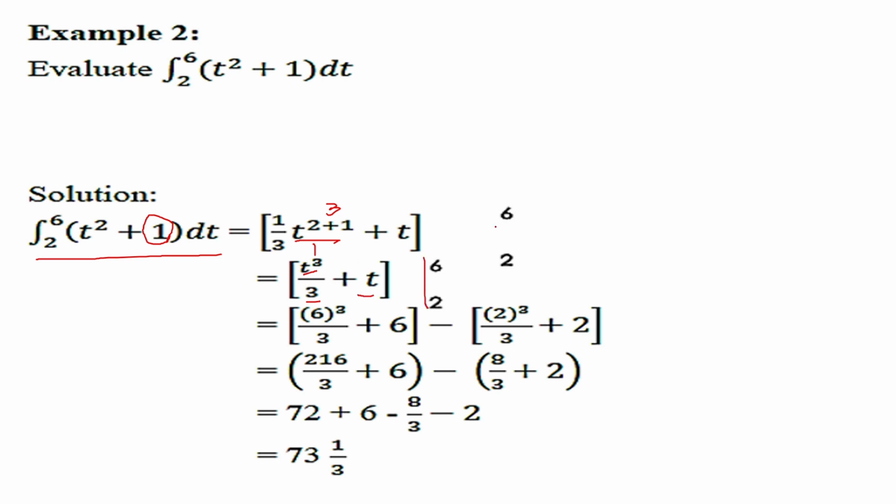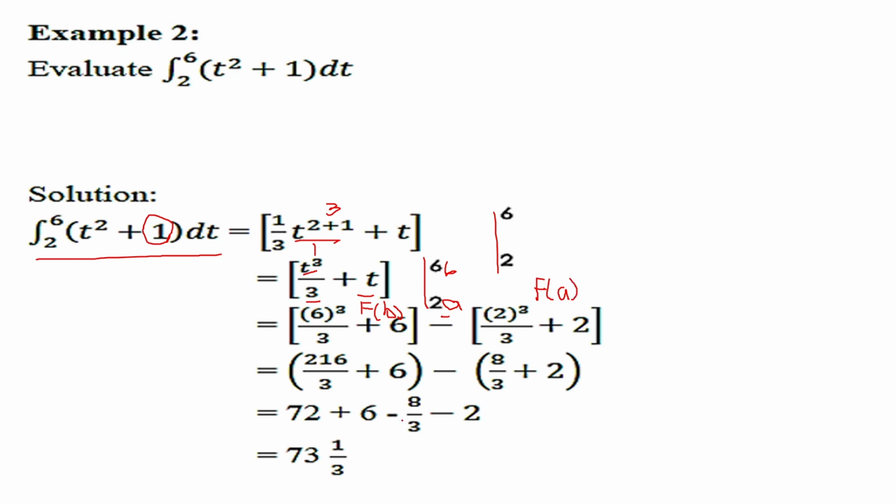And this is a vertical bar notation. Okay? So in here, we have b and a. So you will just substitute the value of b, which is 6 cubed over 3 plus 6. Why do we get this one? It is because of f of b minus f of a.